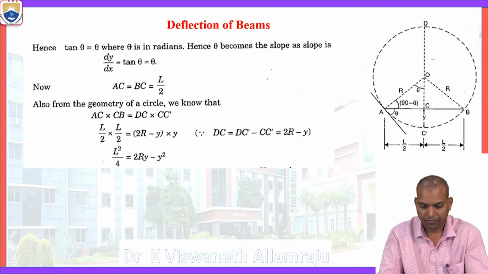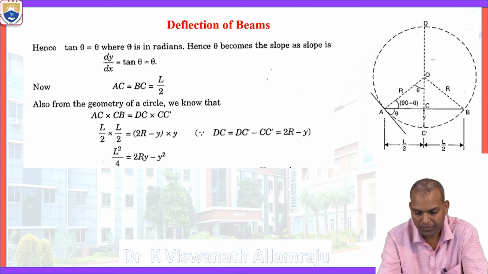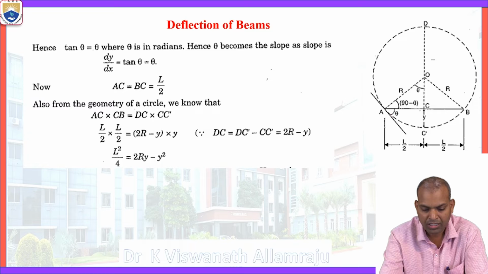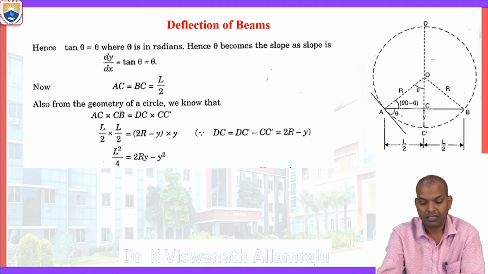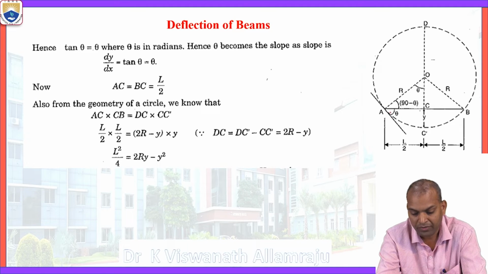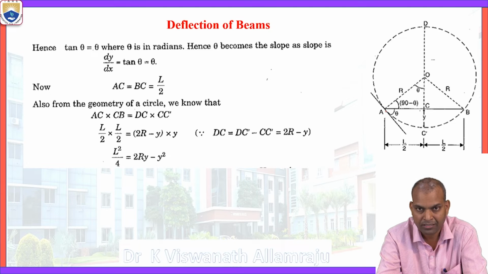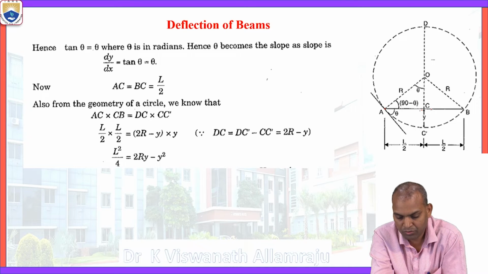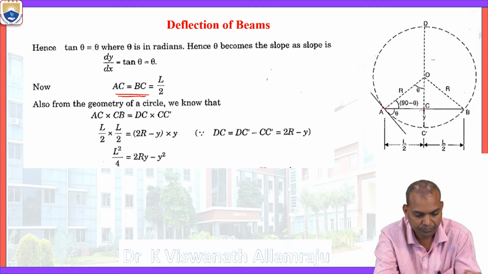Now here, if we consider the slope, if this theta is a very small quantity, then tan theta equals theta. But tan theta equals dy by dx, in terms of deflection, an elemental dy and dx. dy by dx equals tan theta, and AC equals CB, that is AC equals BC, equal to L by 2.